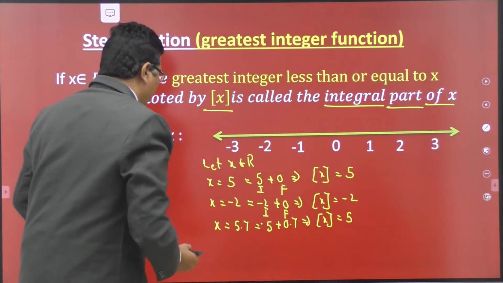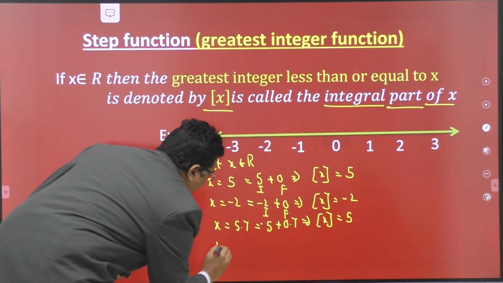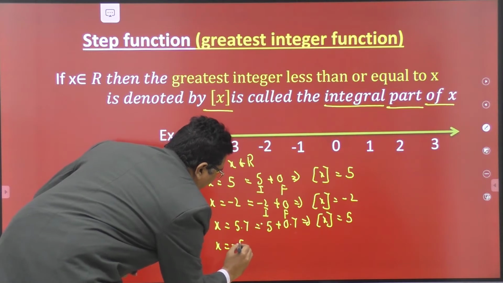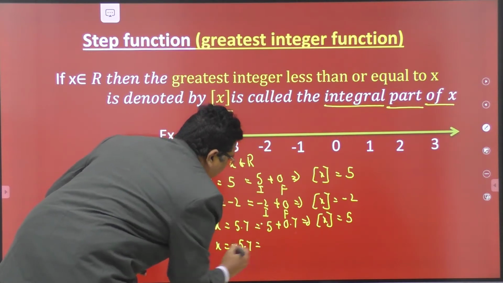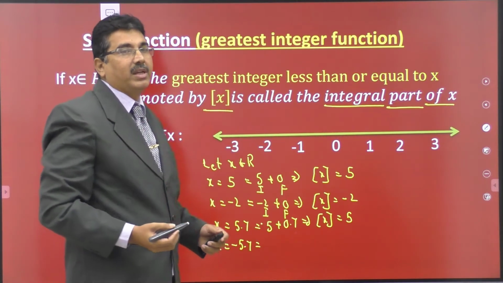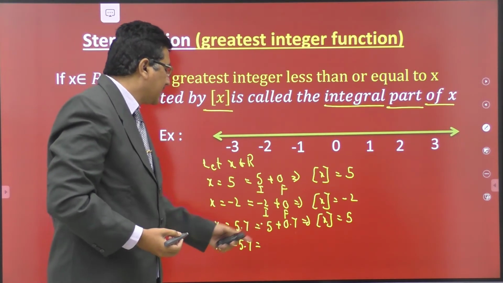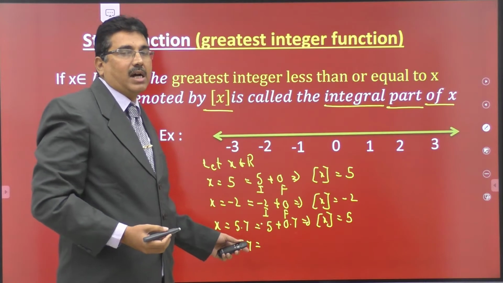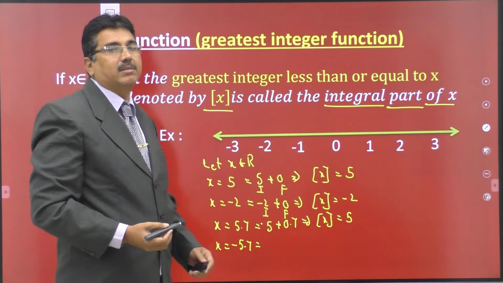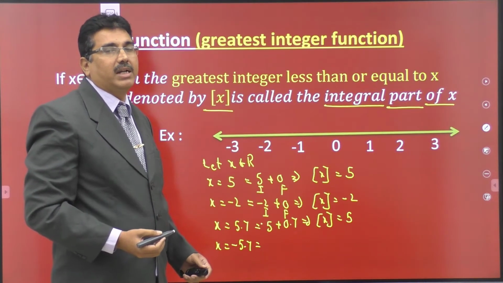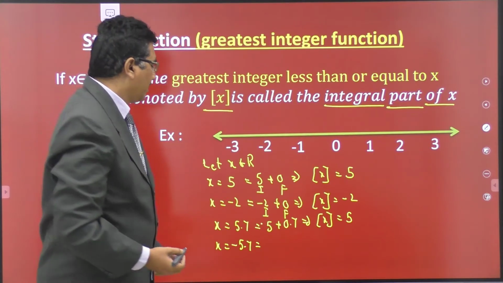Right. Now x is equal to minus 5.7. In this case, students generally say the integral part of this number is minus 5. But this is wrong.